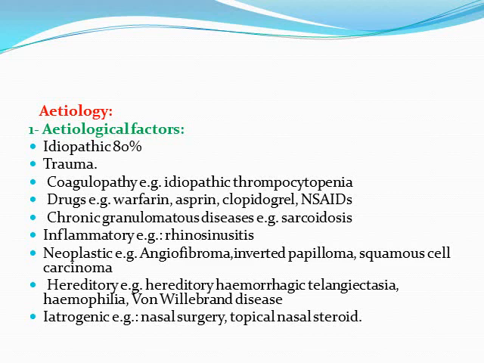disease such as sarcoidosis, inflammatory diseases such as rhinosinusitis, neoplastic diseases such as angiofibroma, which is a vascular tumor of the nasopharynx, hereditary conditions such as hereditary hemorrhagic telangiectasia, hemophilia, Von Willebrand disease, iatrogenic such as nasal surgery or use of topical nasal steroid. In nasal surgery, actually we induce bleeding, for example during septoplasty, there will be some bleeding, and this is considered as part of epistaxis.